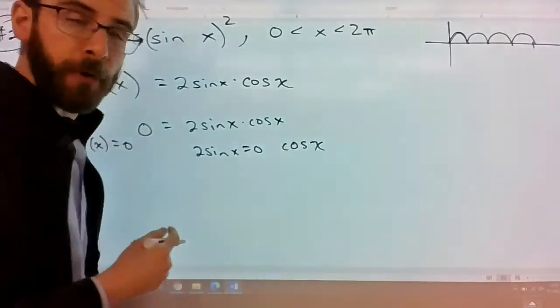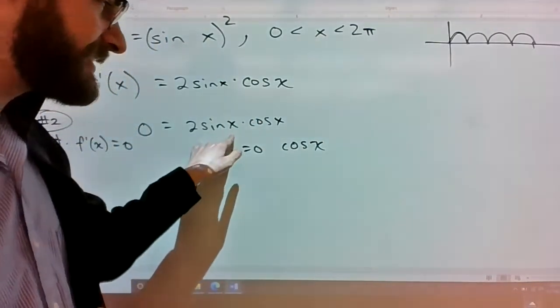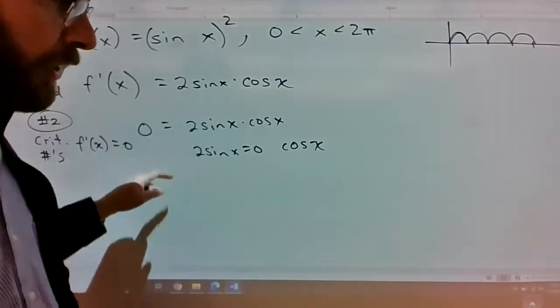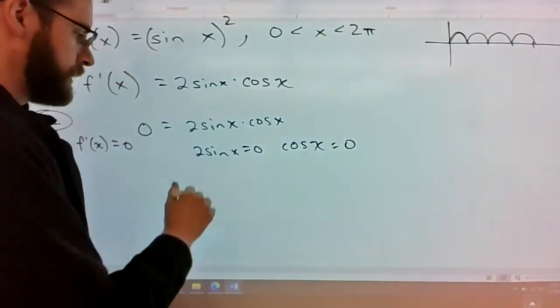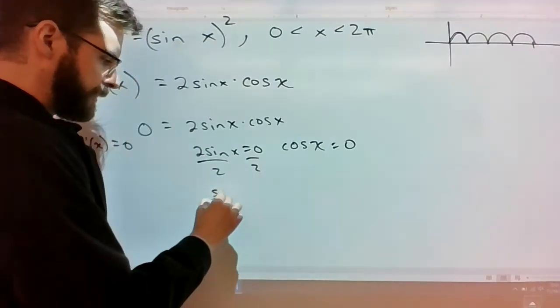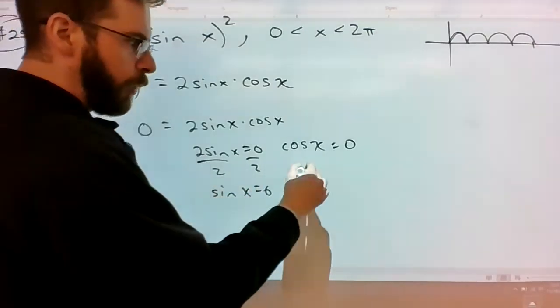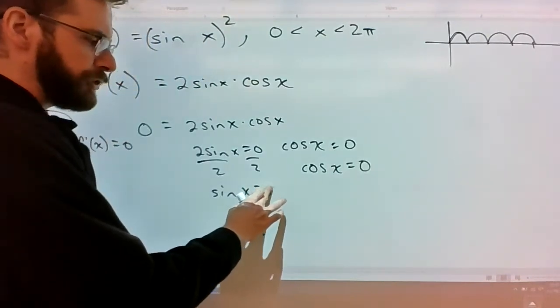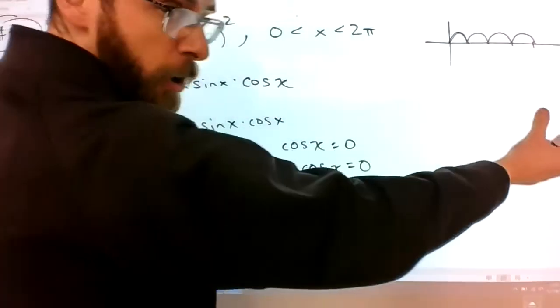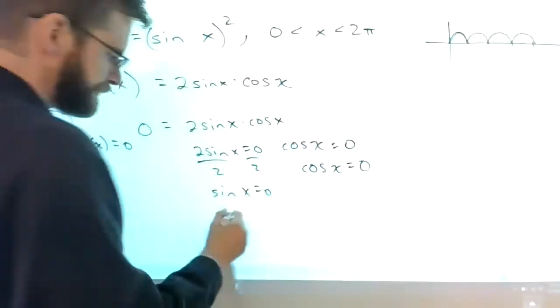That's called the zero product property, where if 2 entities are multiplied together and you get 0, either one has to be 0 or the other has to be 0. So divide that 2 out. Where does sine of x equal 0? Where does cosine of x equal 0? Well, if you think about your unit circle, sine is 0 where the y values are 0. So 0 and pi.